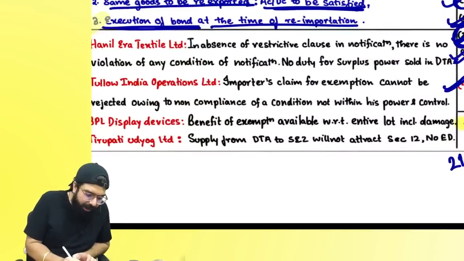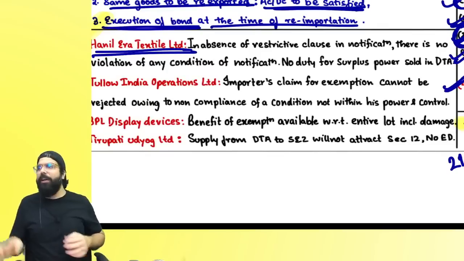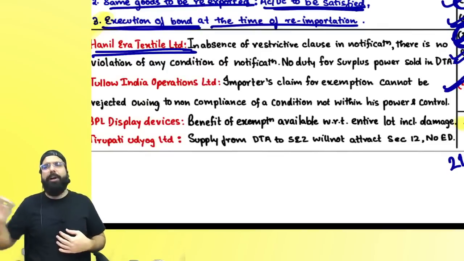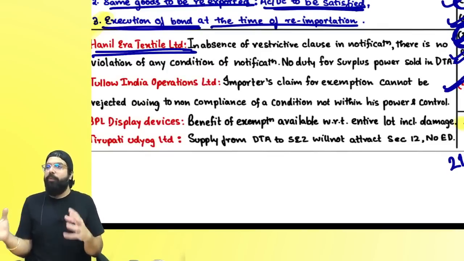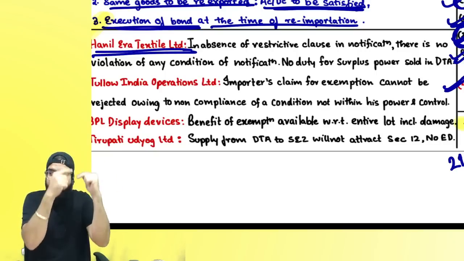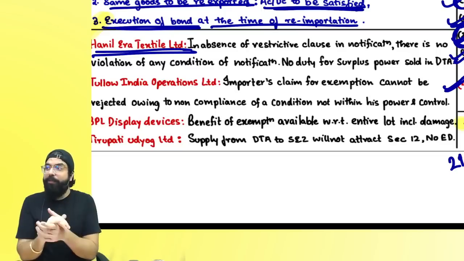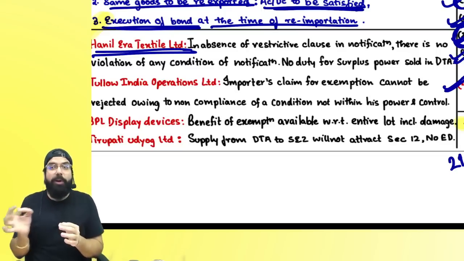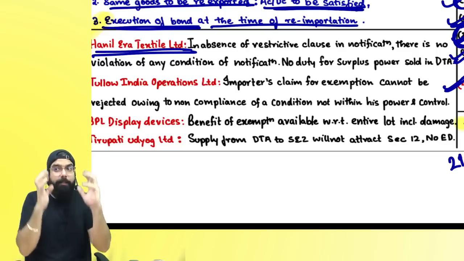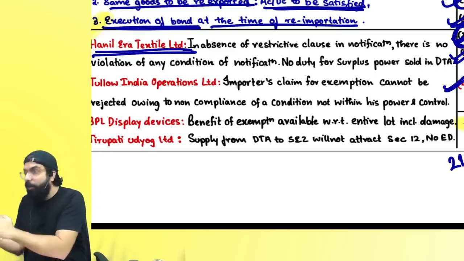The next one over here is some case laws. Hanil Era Textile Limited case law. Hanil Era did what? They imported a DG set and furnace oil. From the DG set and furnace oil, they generated electricity. Electricity was used to make goods and the goods were being exported. There was an exemption notification which told that if you import a DG set and furnace oil, make electricity, make goods and export them, then you don't have to pay the duty on the DG set and furnace oil.